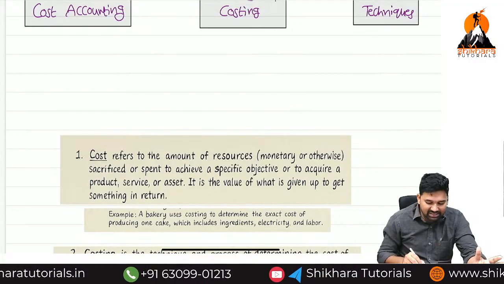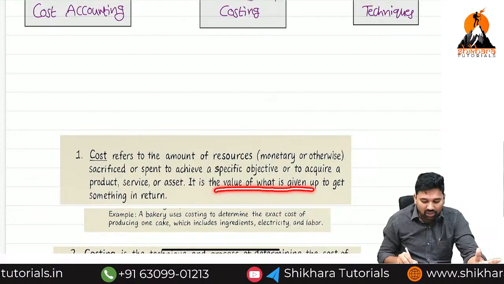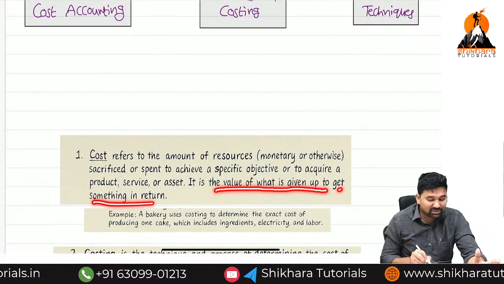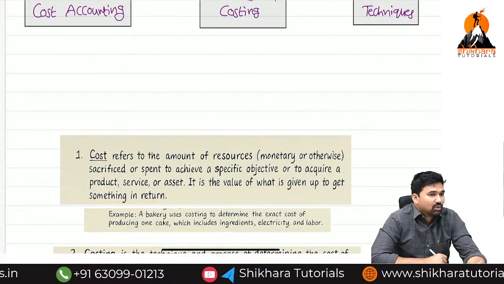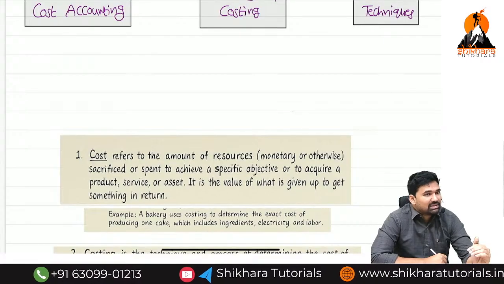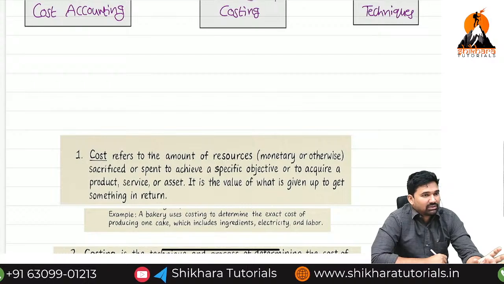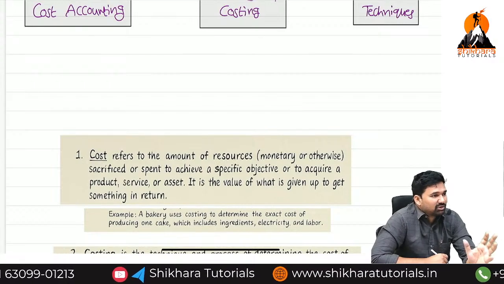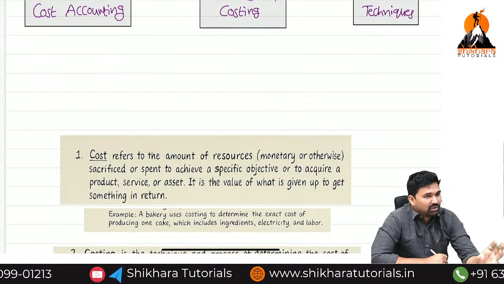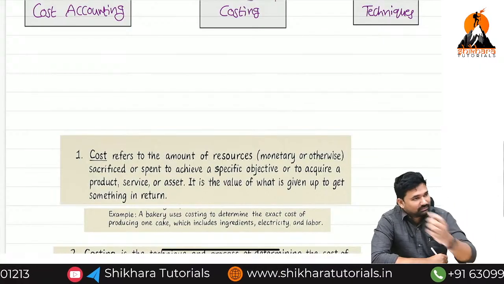It is the value of what is given up to get something in return. What is given up to get something in return? Say for example, somebody asked you, what is your CMA Inter coaching cost?